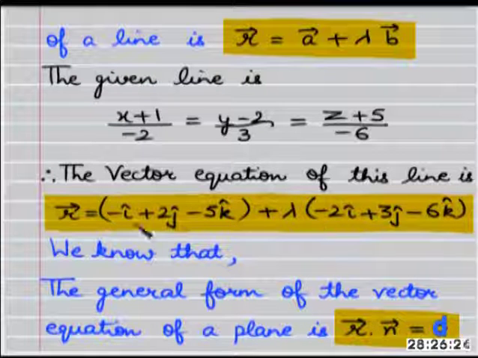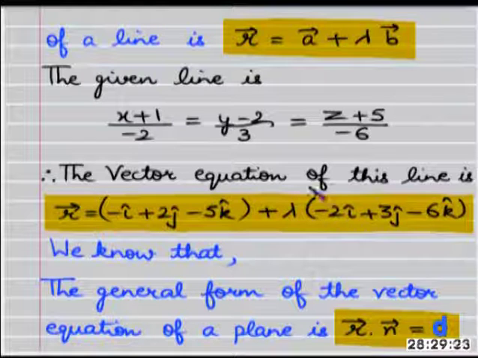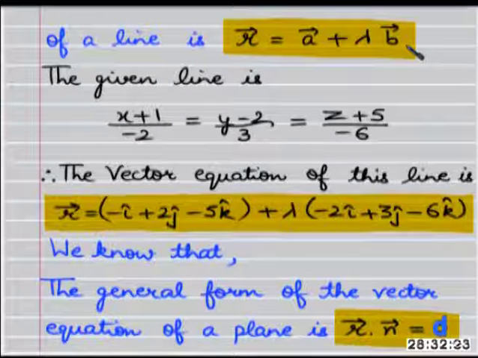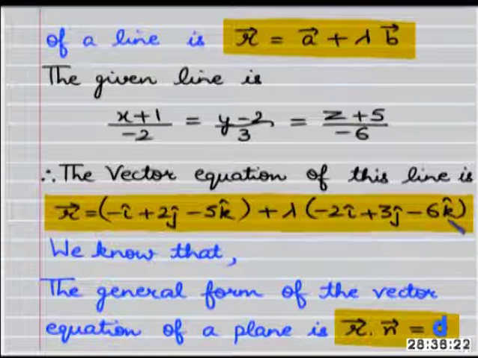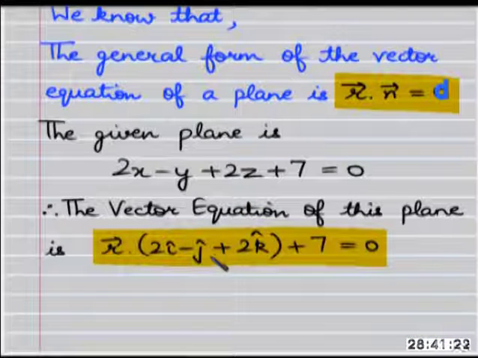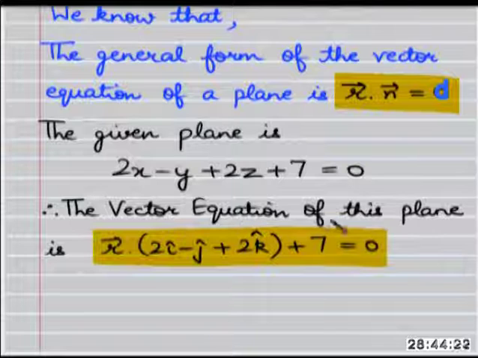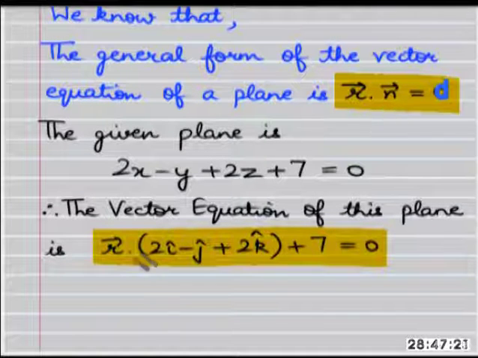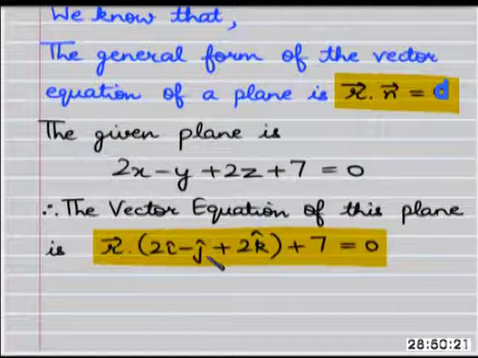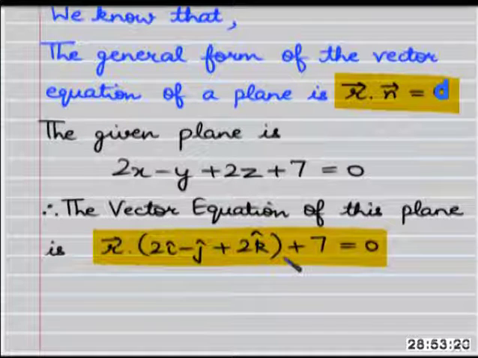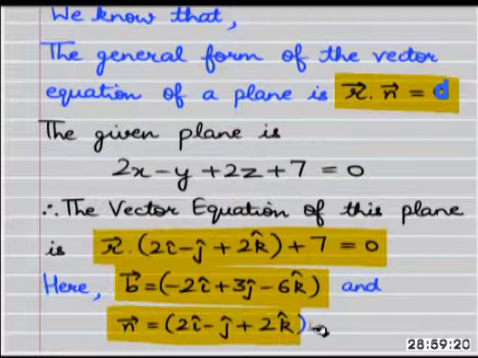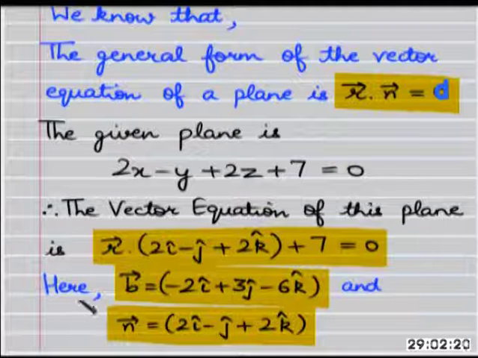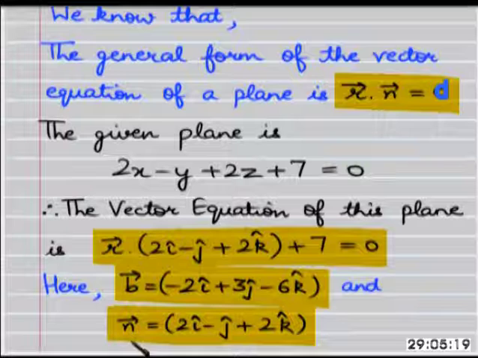Now, as we can see here, in case of vector equation of line, b vector is equal to minus 2i cap plus 3j cap minus 6k cap. Also, in the vector equation of the plane, vector n is equal to 2i cap minus j cap plus 2k cap.